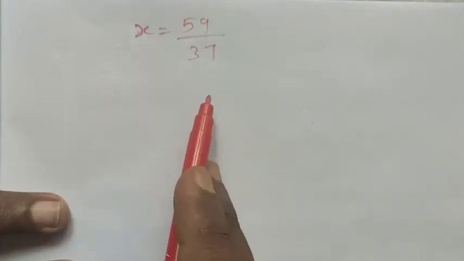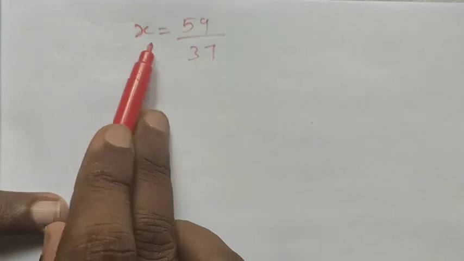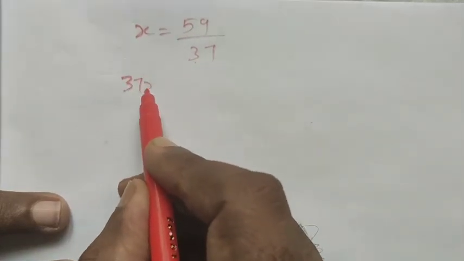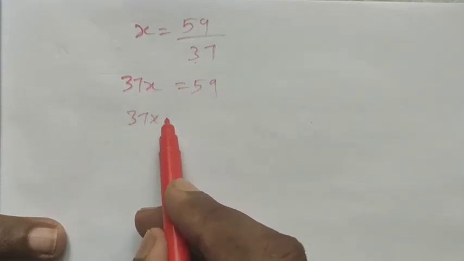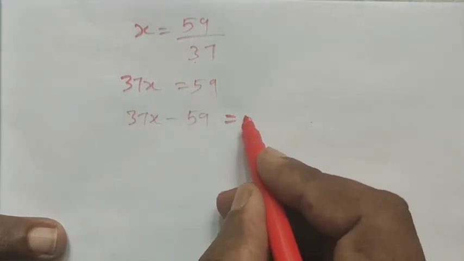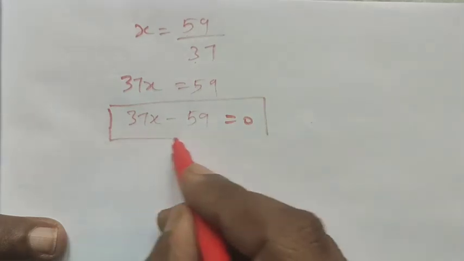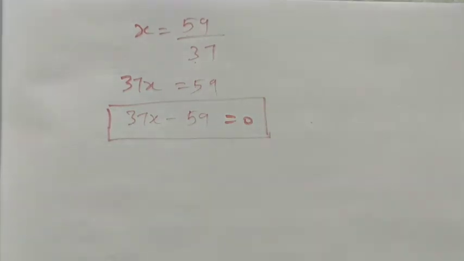We want to form an equation, meaning equal to 0. Take this 37 to this side, we get 37x is equal to 59, and take the 59 to the other side. 37x minus 59 is equal to 0 is the equation of the line parallel to the y-axis.